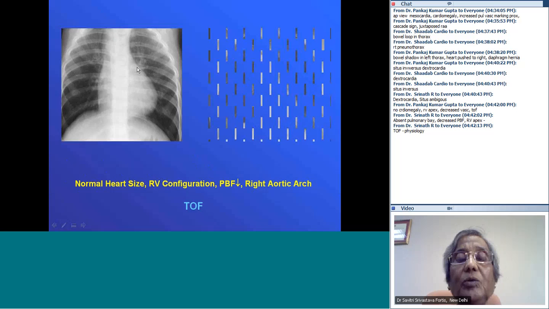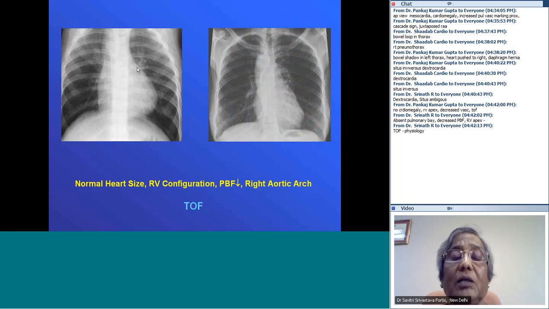This is a penetrated view. Many people have a lot of confusion about how to diagnose the right aortic arch. You should follow the shadow of the trachea, and whenever there is an indentation on the right side like this, it is very clear in a penetrated view, but in normal X-rays, once you get used to seeing this, you will recognize it. This is the only feature by which on X-ray we say it is a right aortic arch, because there is no other classical feature.